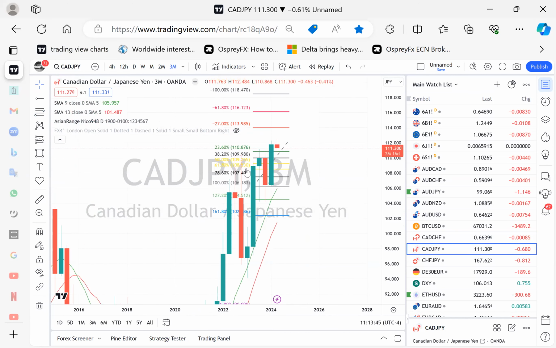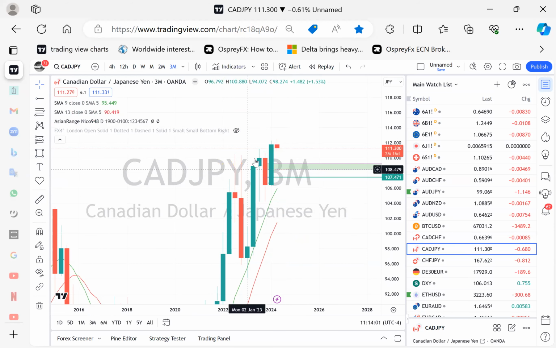I like the fact that we've wicked the high. We went up and we wicked the high of that candle. That's a liquidity grab for me. So this is in line with trading a sell. If I want to trade this for a sell down, this all lines up. This is healthy for me.